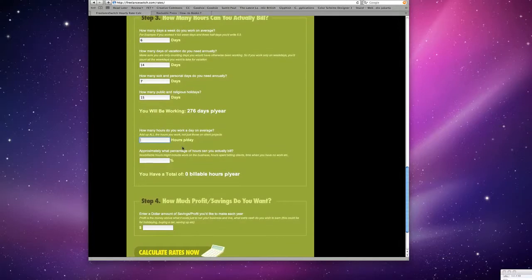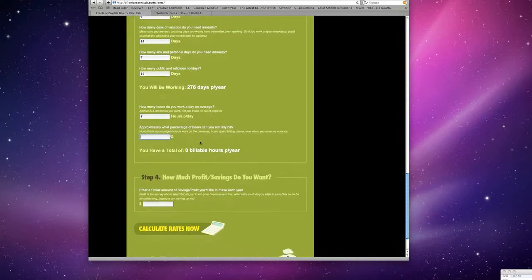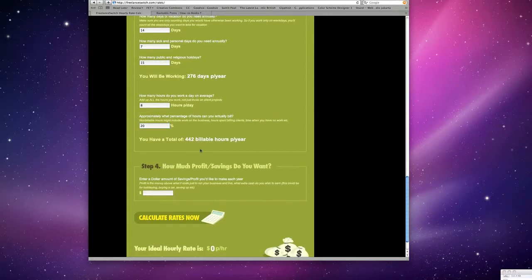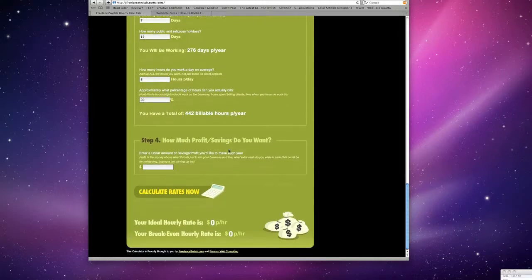How many hours do you work per day on average, which is obviously an important number, so let's put 8. And approximately what percentage of hours can you actually bill? If you've ever heard of the 80-20% rule, that's a pretty good guide if you're not sure. So let's put 20% of the day we can actually bill, which means we have 442 billable hours per year.